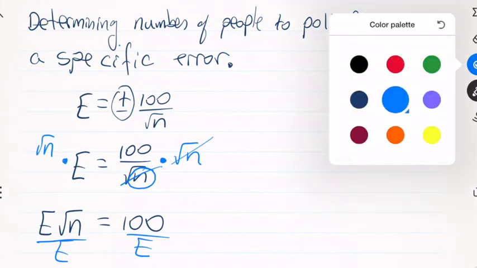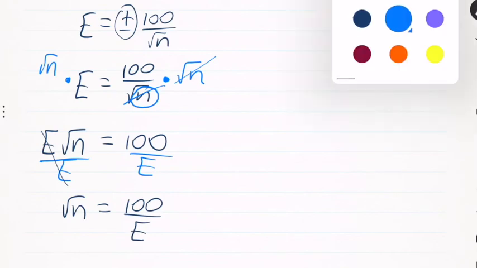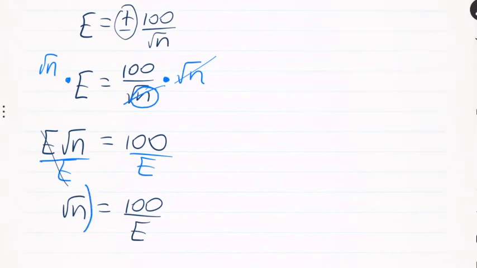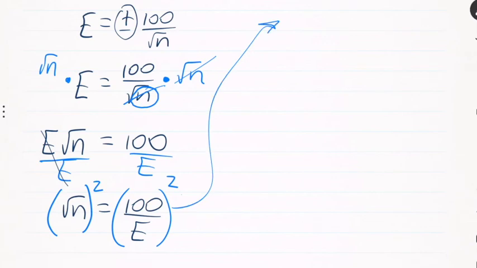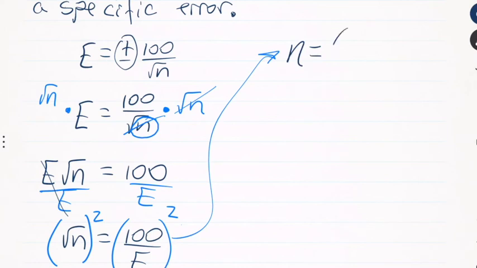And I'm going to get the square root of n by itself. The e's are going to cancel. So the square root of n is equal to 100 divided by the error. And one thing that algebraically would help here is to get rid of that square root of n, and to do that, we're going to square both entire sides. So when you square both sides, the square root and the square kind of go poof, and we are left with this formula: if you're looking for the number of people to poll, to find that number with a specific error, you would do 100 over e and take that answer and square it.